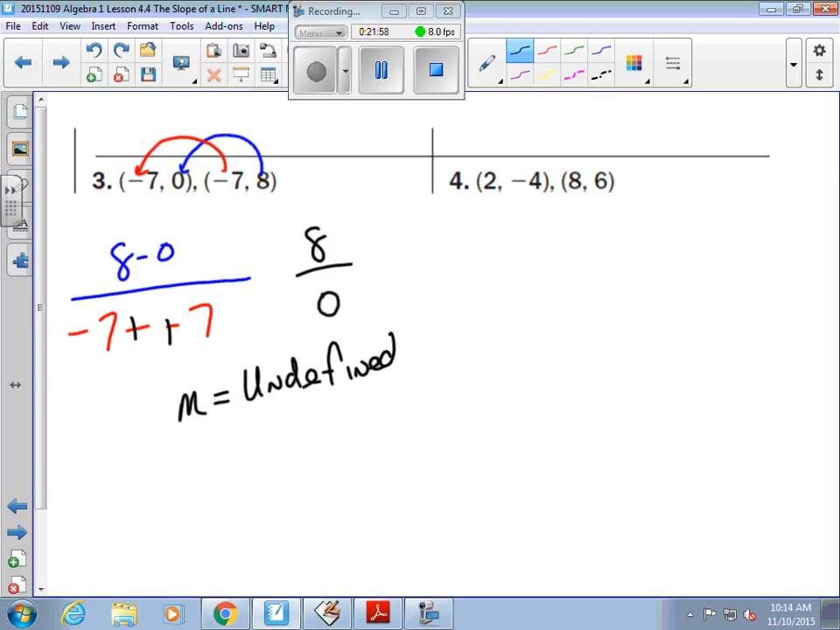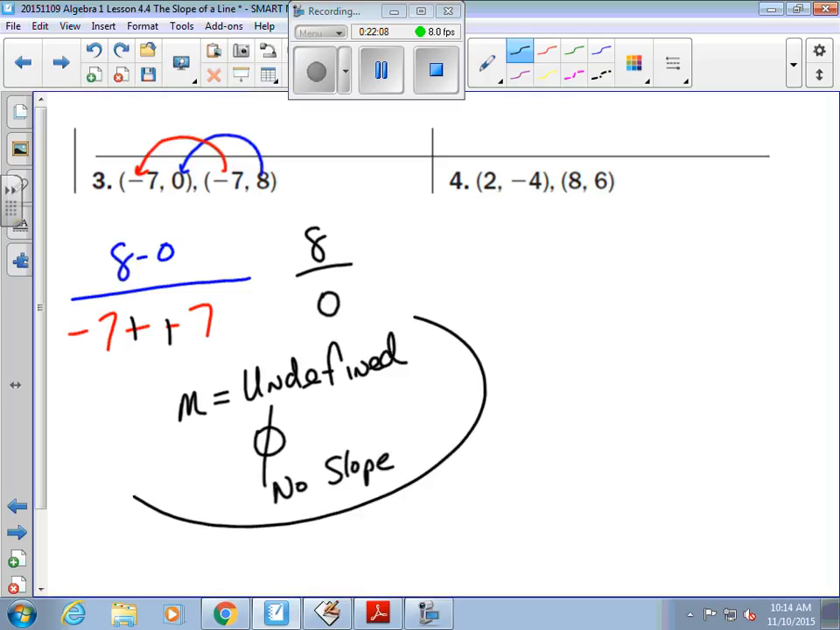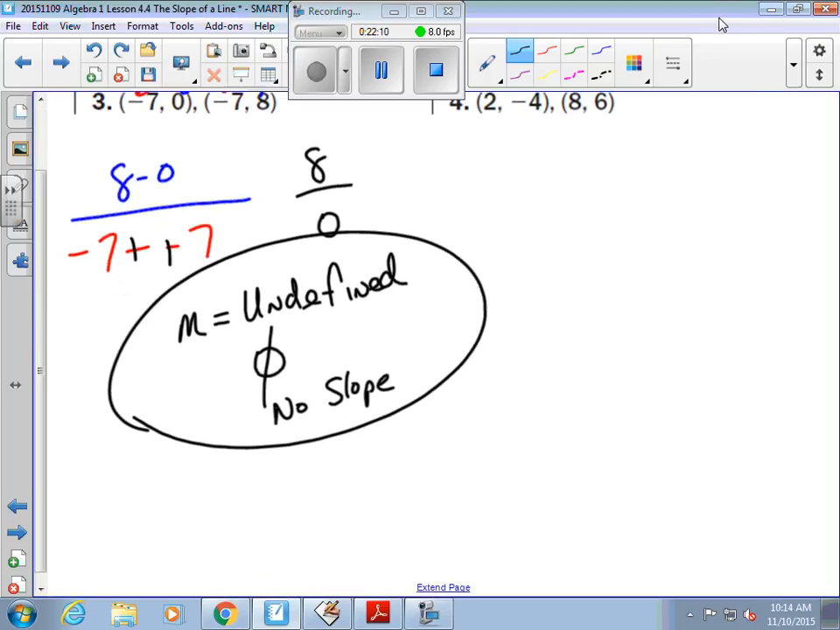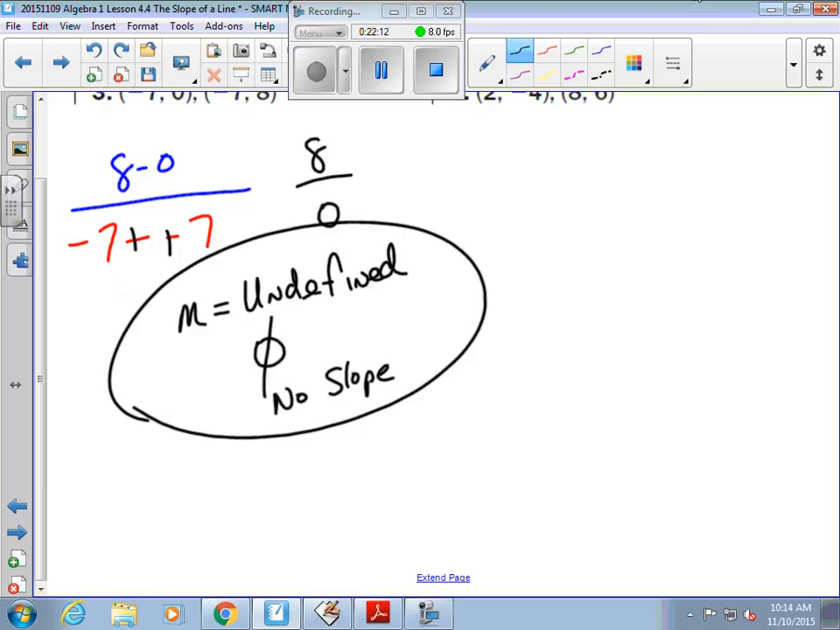Remember, another way to write undefined is m is no slope, or you can write in no slope. And when you classify this, it is either horizontal or vertical. The one that had 0 slope was horizontal, so this one is a vertical line.